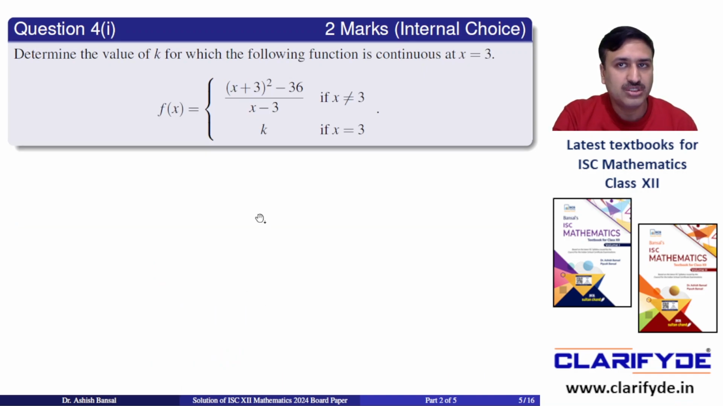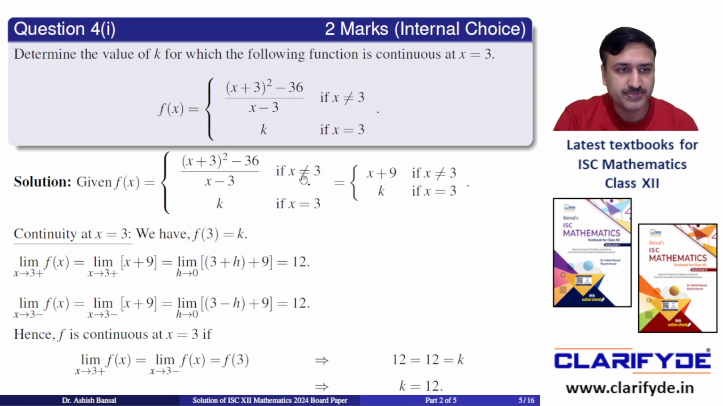Question number 4, it is a 2-mark question. Again there is an internal choice in this question. We have to determine the value of k for which the following function is continuous at x = 3. This is the function which is given to us. Now in order to find the continuity at x = 3, let us first write what is f(3). f(3) is k. Let us find the right hand limit of the function at x = 3.